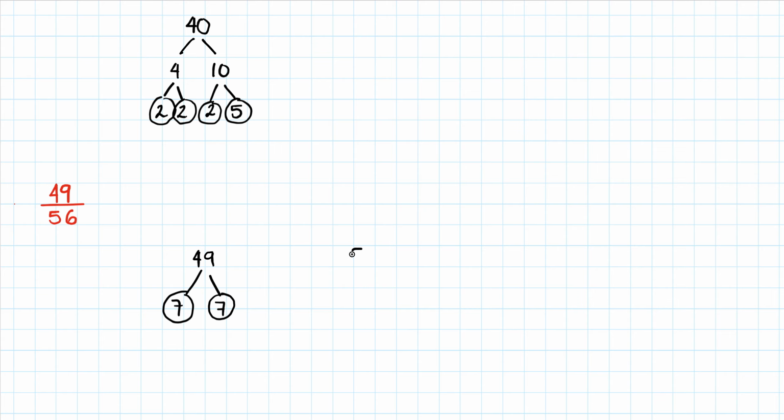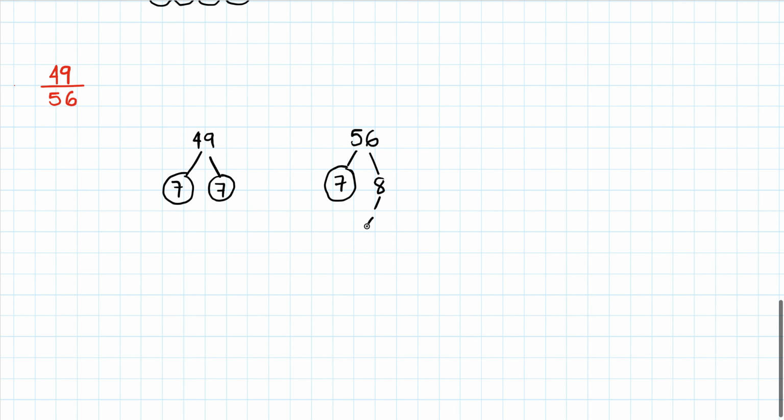And then 56 is 7 and 8. And 8 is 4 and 2. And then 4 is 2 and 2. Great. So I'm going to write this one. 49 is going to be equal to 7 times 7, and then underneath is 2 times 2 times 2 times 7.